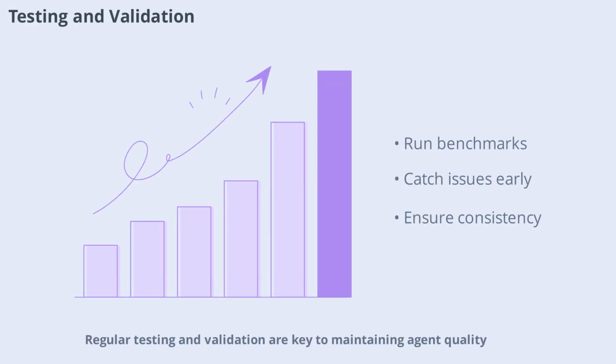Regular testing and validation are key to maintaining agent quality. By running agents through benchmarks and regression tests, you can catch issues early and ensure consistent performance across updates.